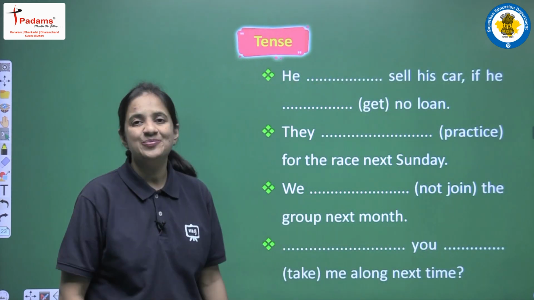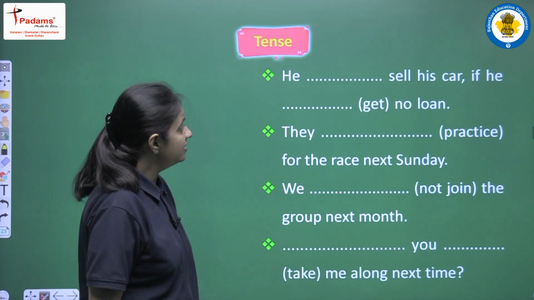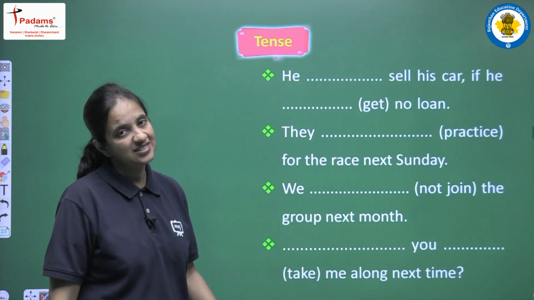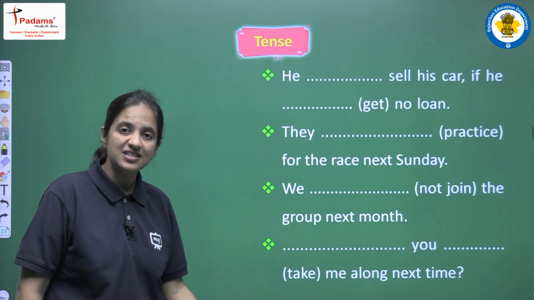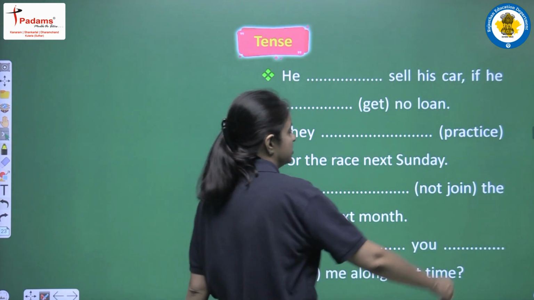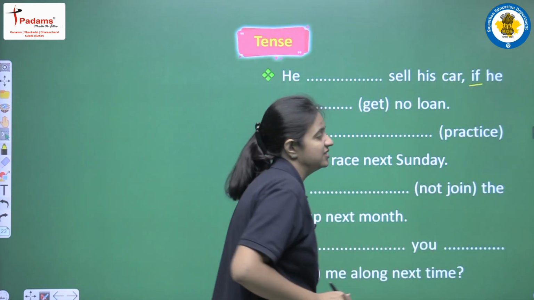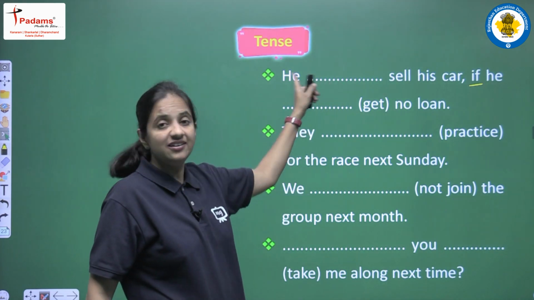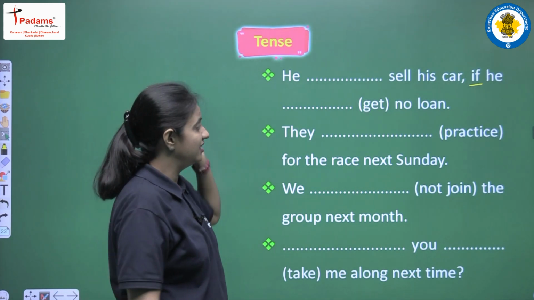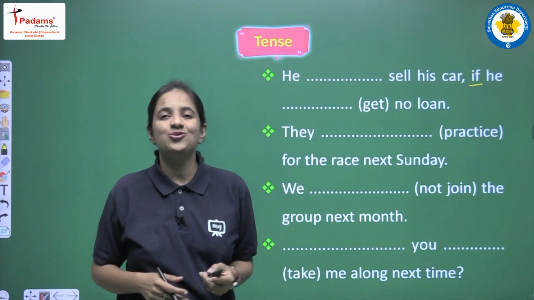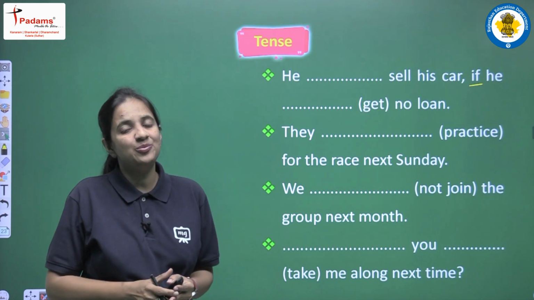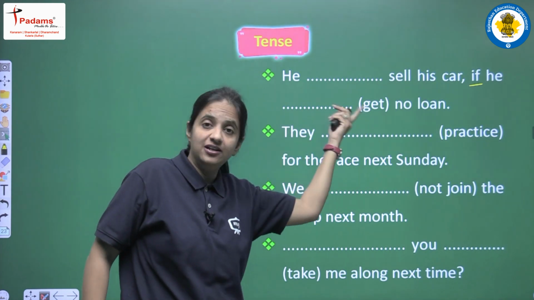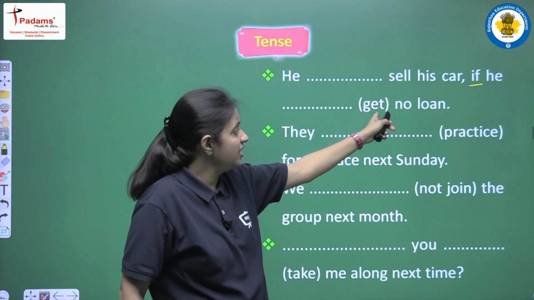Moving on, we are having some more examples. So let's see. He sell his car if he get no loan. So students, this is a conditional sentence because in this sentence we are having two clauses and one of the two clauses starts with if. It means we are having one condition here and this is the result clause, right? This is very much clear here. So we are having two blanks. We have to fill both the clauses. We have to complete both the clauses. So let's see. He sell his car. This is a result clause and the condition clause is if he get no loan.